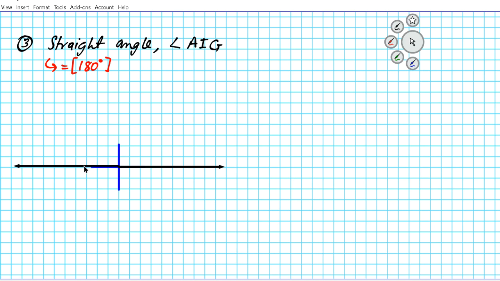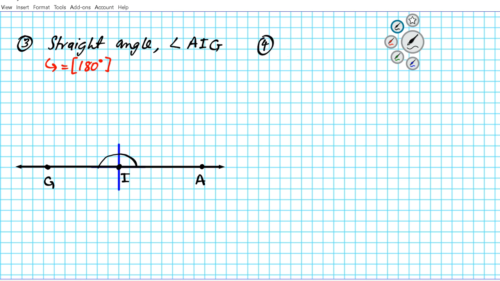Bam. And the angle that represents our straight angle is this angle right here, from here all the way to there. Let me draw it again. So from here to there. And this is angle A. So put A on the first side. And then I, the letter in the center, represents where the vertex is. And then G is going to be a point on the other side, which is G right here. So this angle AIG is an example of a straight angle.